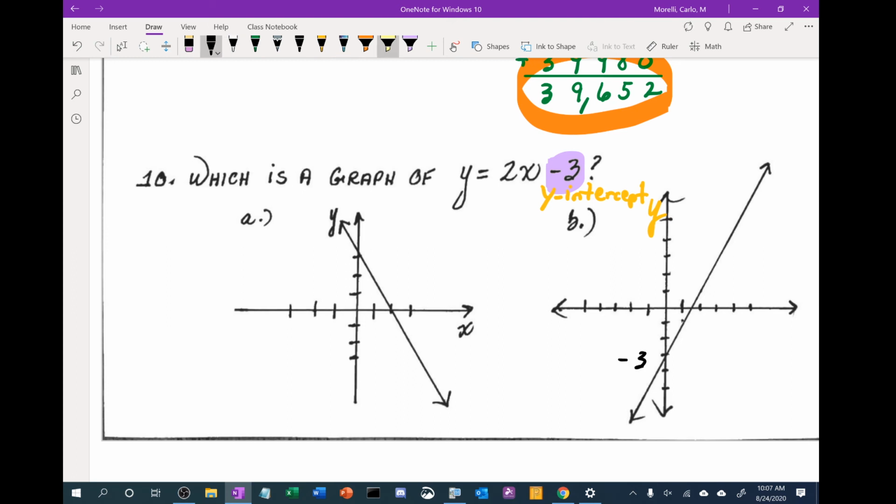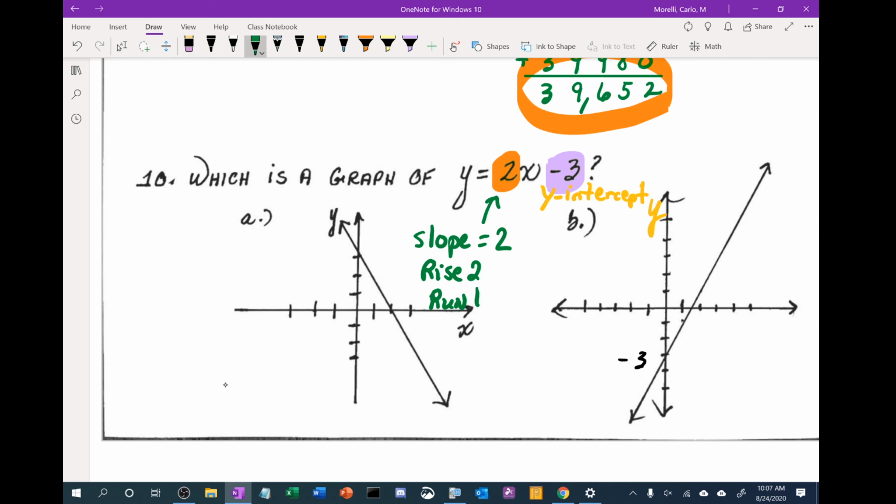Now, what is this number that I'm going to highlight in orange? What do we call that number? Okay. Starts with an S. And it rhymes with rope. Slope. So the slope is 2. That means rise 2, run 1.